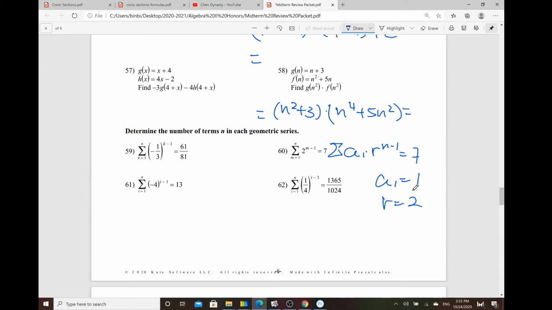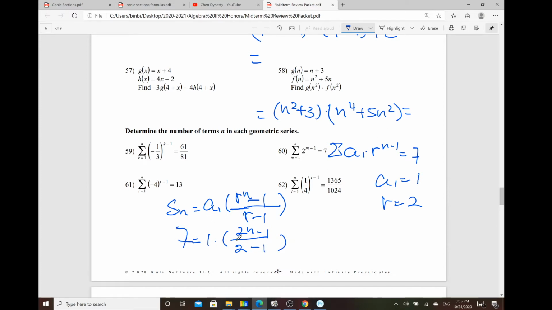So using that, the sum of the geometric series formula, which is what? S sub n is a sub 1 times r to the power of n minus 1, over r minus 1. And then after you set it up, you want to solve for n. So a sub 1 is 1 times the common ratio, so 2 to the power of n minus 1 over 2 minus 1. And then that equals 7.